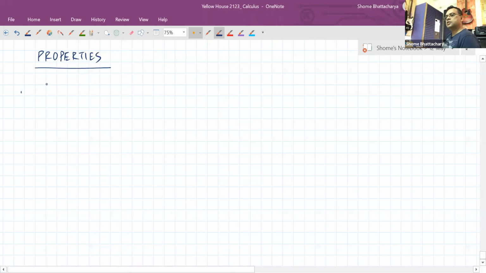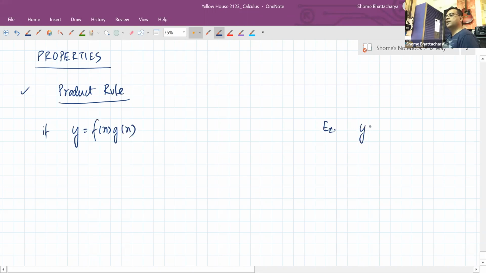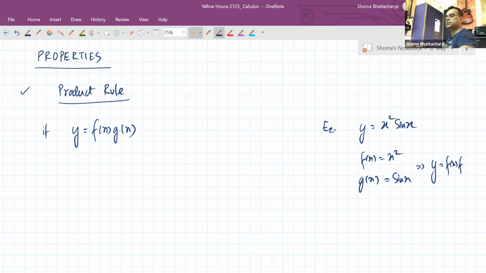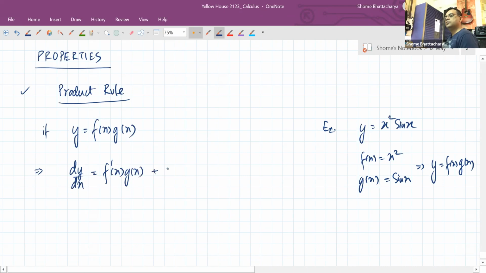So the next thing we'll see is the product rule in differentiation. If the function is actually a product of two separate functions, for example, suppose y is equal to x square into sine x. You can see it's a product of two functions. If you write the function f(x) as x square and the function g(x) as sine x, you can see that the variable y is the product of these two individual functions. So in that case, how do we express the differentiation? It is given by the product rule. It will be the derivative of the first function multiplied by the second function plus the first function multiplied by the derivative of the second function.